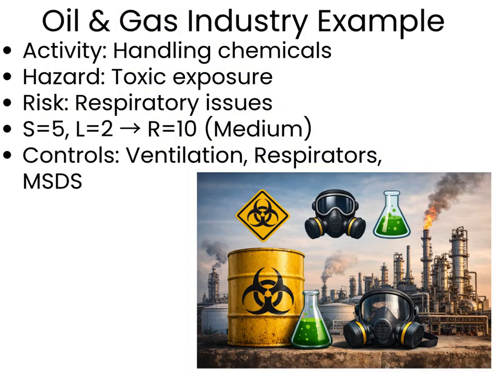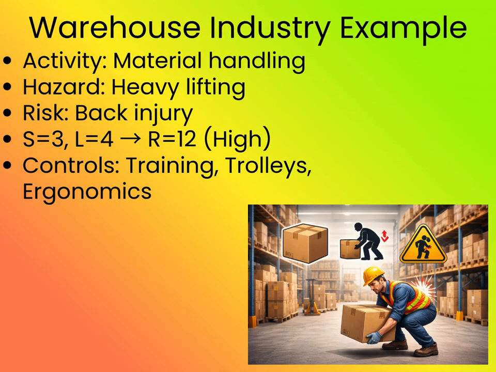In warehouses, material handling is a routine activity. The hazard is heavy lifting. The risk is back injury. If severity is 3 and likelihood is 4, the risk rating becomes 12, which is high. We can control this by training workers, using trolleys, and following ergonomic practices.